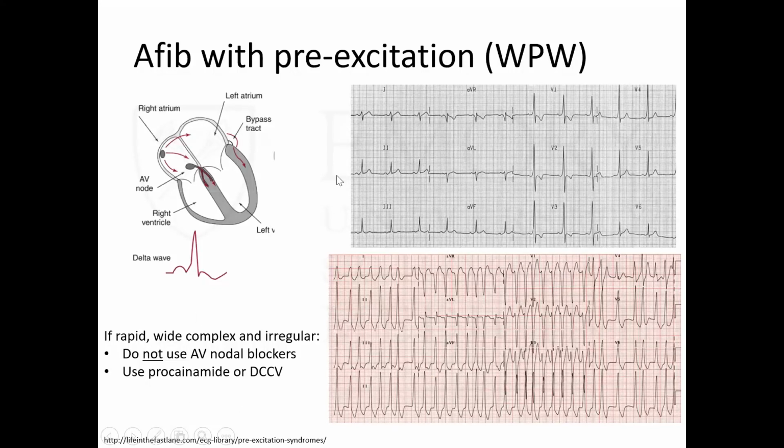But if there's any doubt about WPW and AFib, just cardiovert. It's usually the safest thing to do. Get them back in sinus rhythm. You'll see the delta waves on the EKG and take it from there.